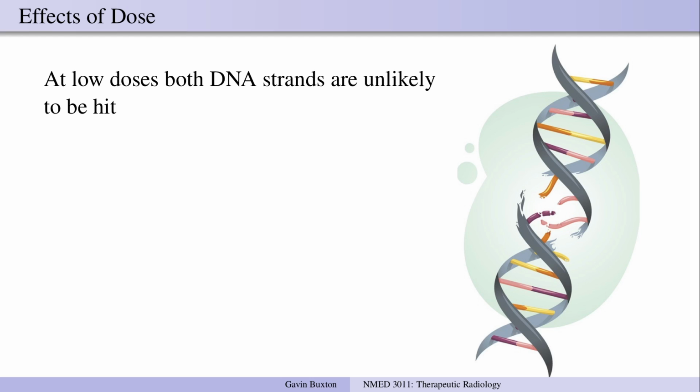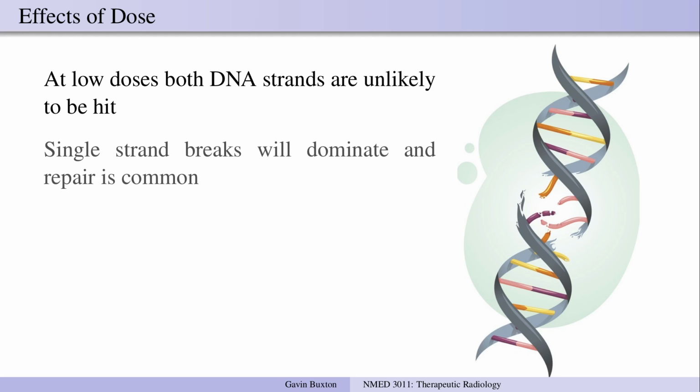When we're talking about low LET though, at low doses there is much less localized damage, and both strands will be unlikely to be broken at the same time. You'd expect to see more of the repairable single strand breaks, and we'll see later on why this is important for radiotherapy when we talk about fractionation, giving lots of low doses every day instead of just one big dose.